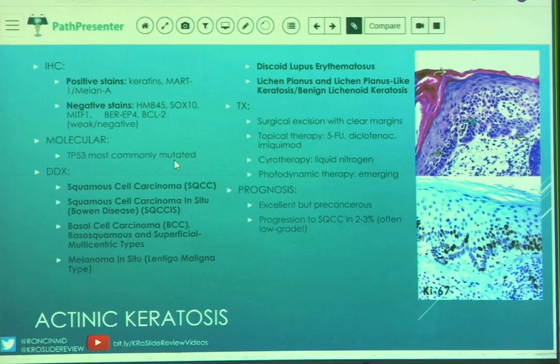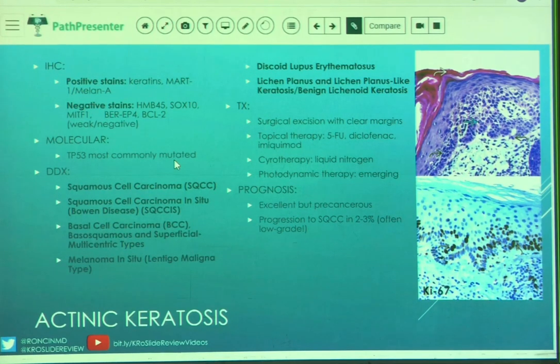Your differential includes a lot of squamous type lesions, including invasive carcinoma, carcinoma in situ, basal cell carcinoma, as well as melanoma in situ. Think about things that we saw last week with your lichenoid type lesions. Even though we didn't cover them, they're all within that spectrum. And you can also think about things like discoid lupus.